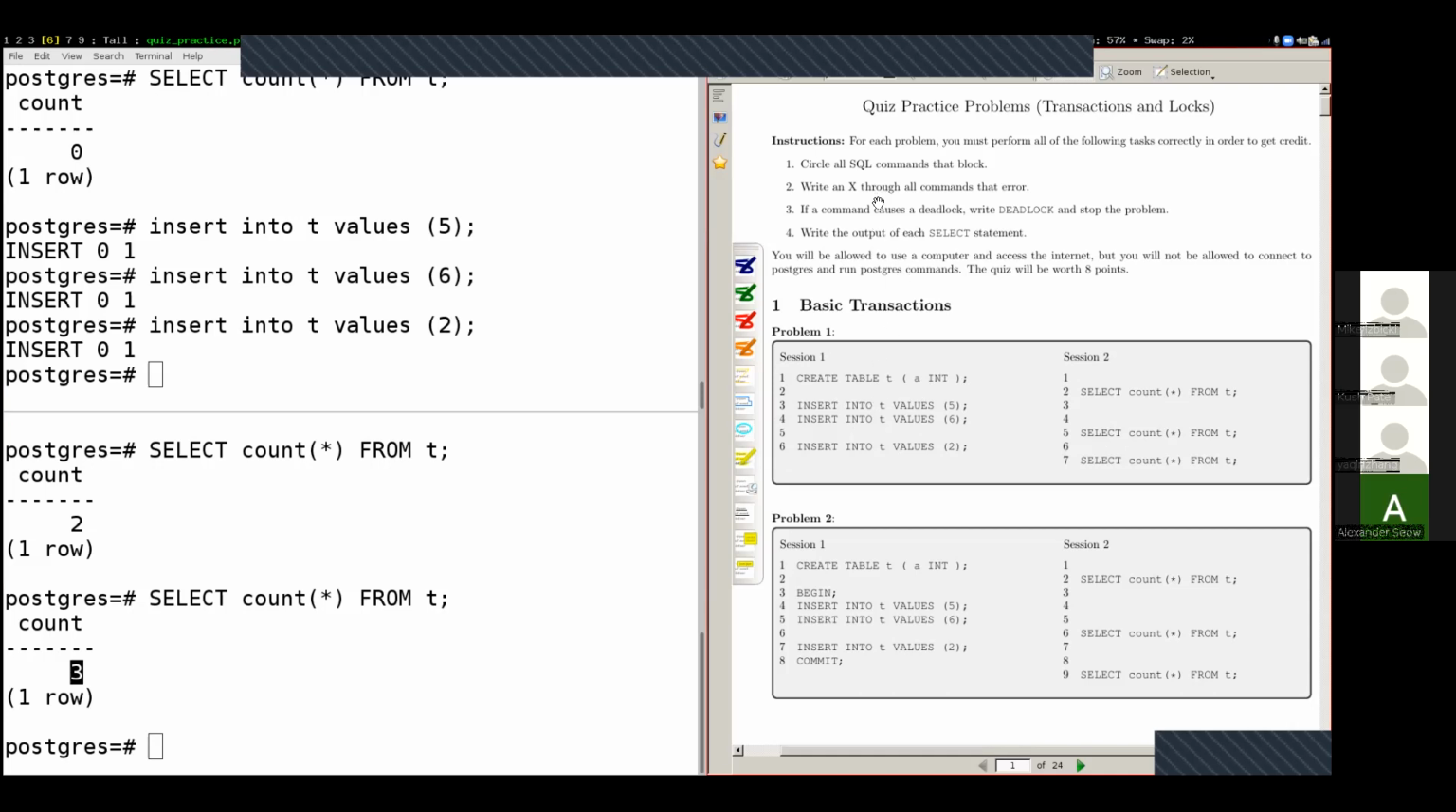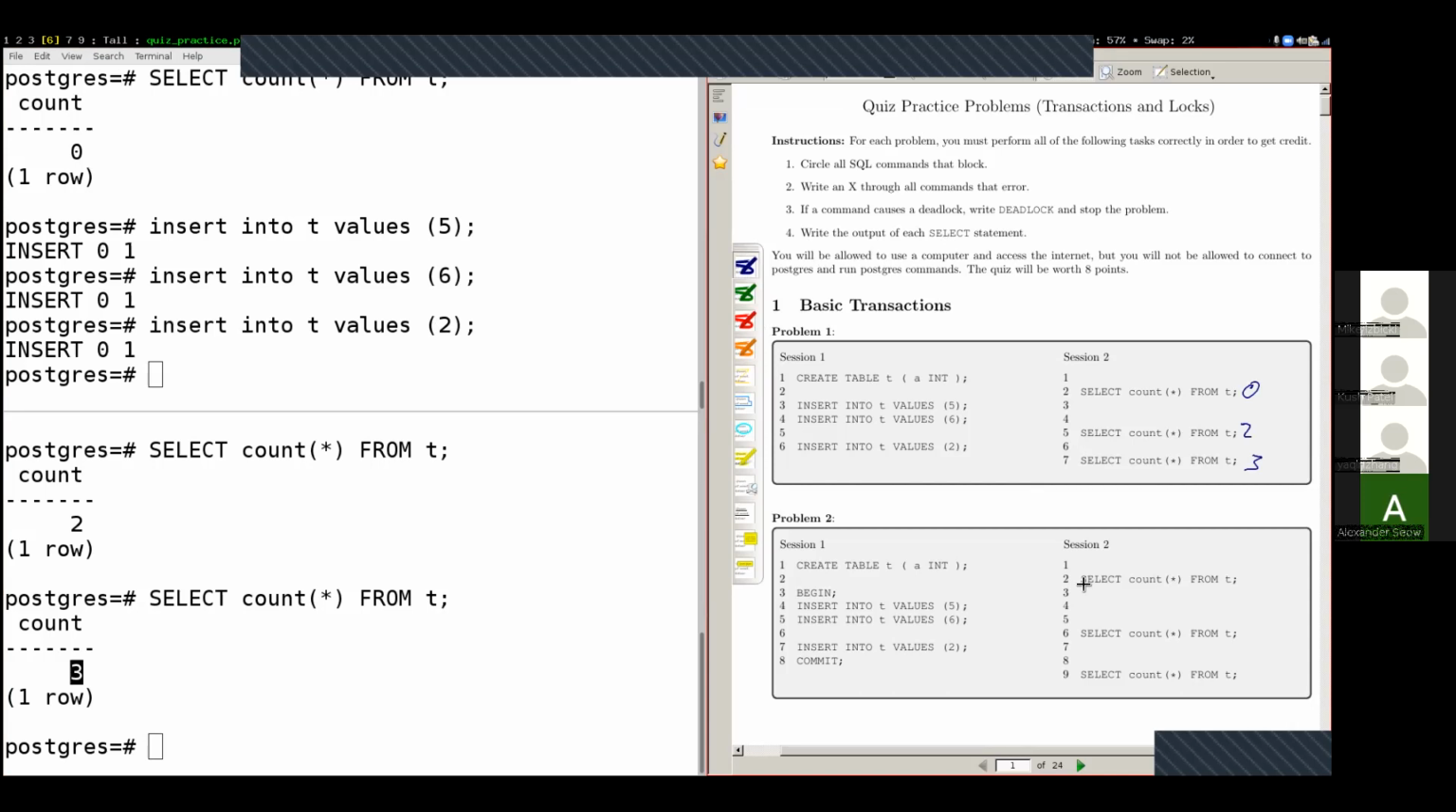For the purposes of the actual quiz, for a problem like this first problem, there are going to be 4 different things that you'll have to annotate. But the only thing that is important at this point is part 4 right here, where it says write the output of each select statement. There are 3 select statements over here. So for the quiz, you would write something like this: the first one had 0 things inside of it, the second one had 2 things inside of it, and this third one had 3 things inside of it.